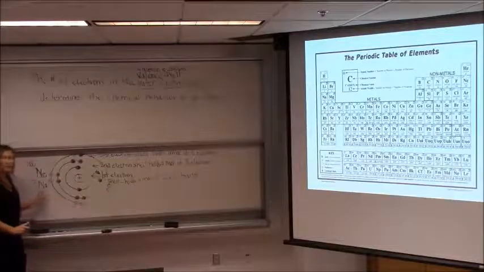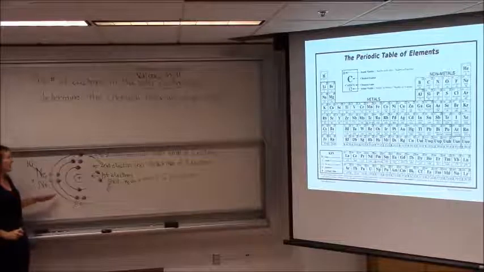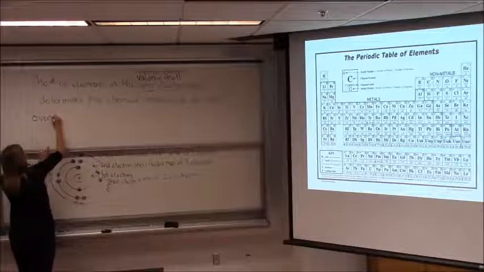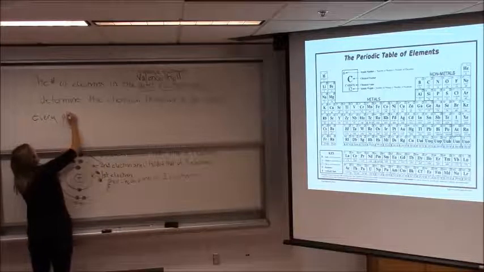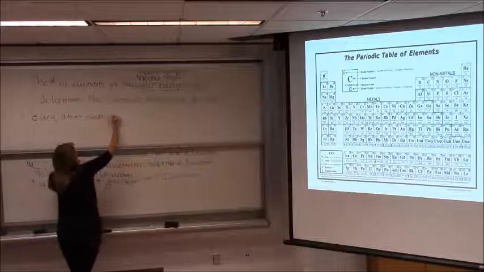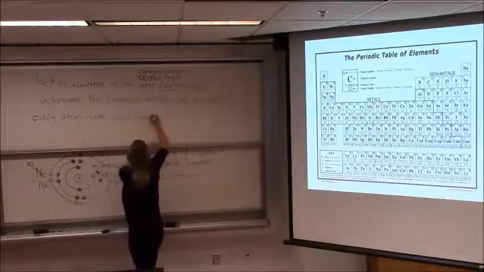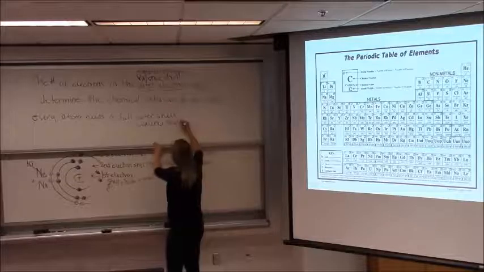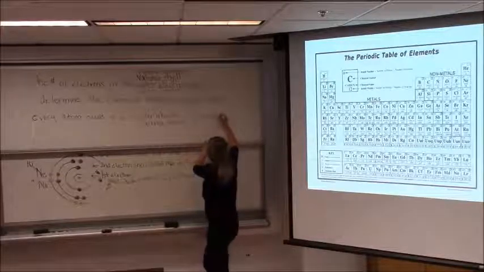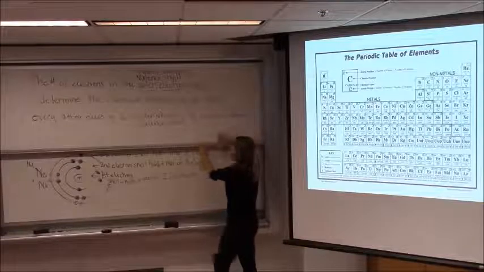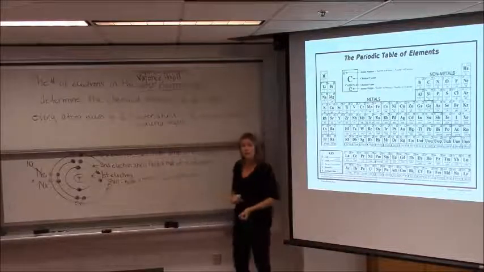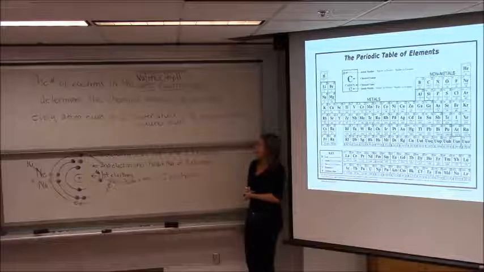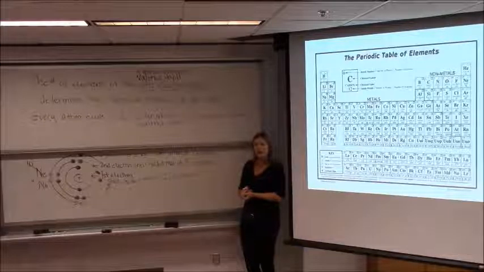Every element wants or needs to have a full outer shell in order to be stable. So let's add something new to this important statement. Every atom needs a full outer shell, also called the valence shell, to become stable. If an atom does not already have a full outer shell, it is going to do something to fill that outer shell. And that's going to be the basis for chemical bonding. If you already have a full outer shell, you don't need to do anything.